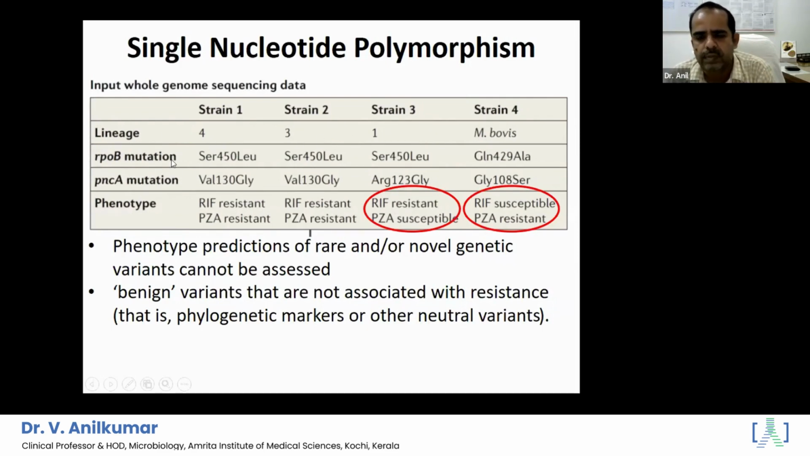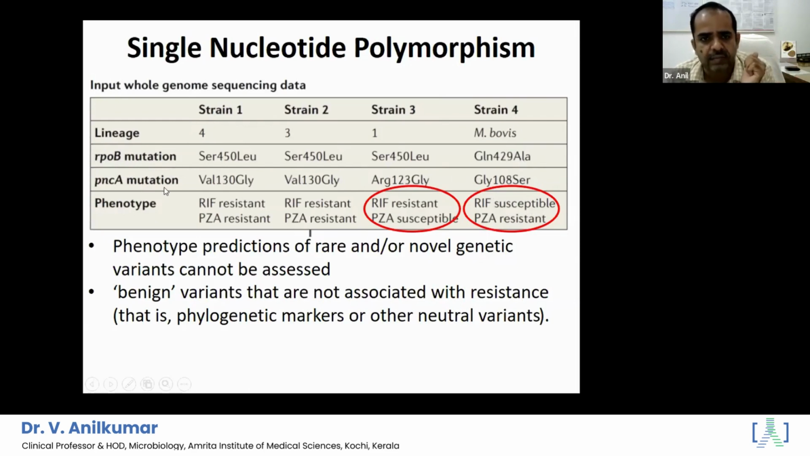When you look at RPOB mutation, that confers resistance to Rifampicin, strain 1, 2, and 3 had the mutation which conferred high level of resistance to Rifampicin, so they were reported as resistant. But Mycobacterium bovis had an SNP, a mutation that didn't confer resistance to Rifampicin, so it was reported as Rifampicin susceptible. So this is a benign mutation, so it will not be reported as resistant.